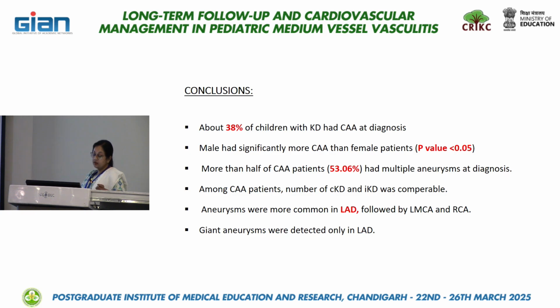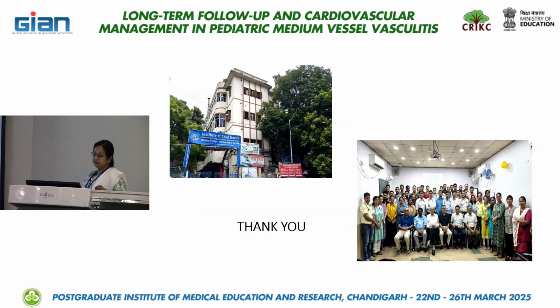So to conclude, about 38% of children with Kawasaki disease had aneurysm at diagnosis. Males had significantly more aneurysm than females. More than half of the aneurysm patients, up to 53.06%, had multiple aneurysm at diagnosis. Among the coronary artery aneurysm patients, the number of complete KD and IKT was comparable, almost the same. Aneurysm were more common in LAD, followed by LMCA and RCA, and giant aneurysm was detected only in LAD.